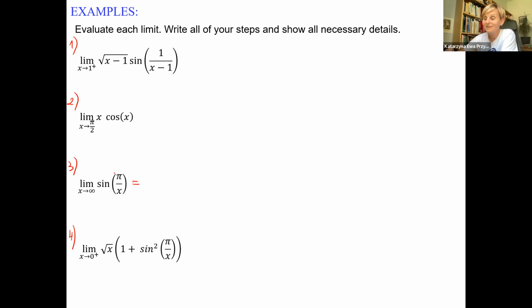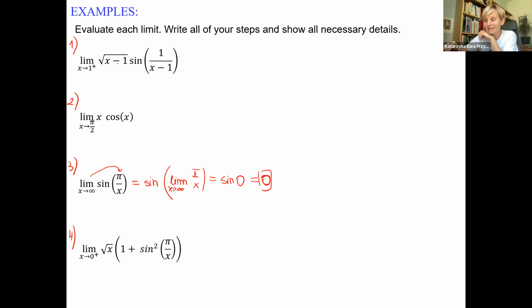Okay, number 3, we know that we can just focus on the inner function. Sine will stay as an outer function, pi over x, as x is big. Pi over a big number is also a small number, 0. Sine at 0 is 0. We did similar. Okay, done. Number 3 is done.